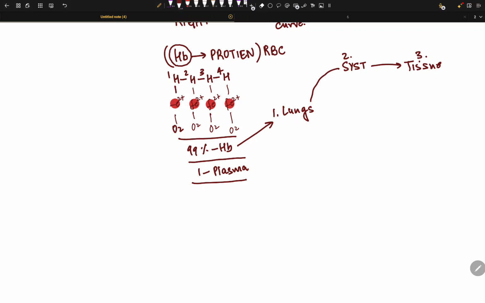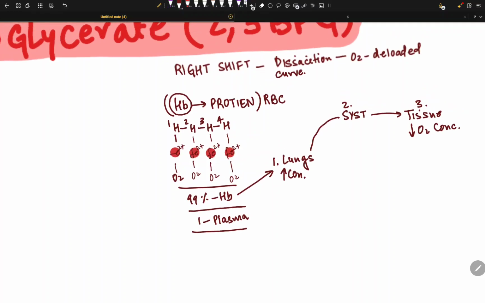So the problem here with the hemoglobin is that it doesn't know if it's in the lung or in the tissue, because it doesn't have its own brain. It cannot think. Instead, it depends upon the local environment. In lungs we have a high concentration of oxygen. In tissue we have a low concentration of oxygen. So that's how the hemoglobin understands that, hey, I have to drop that oxygen now.